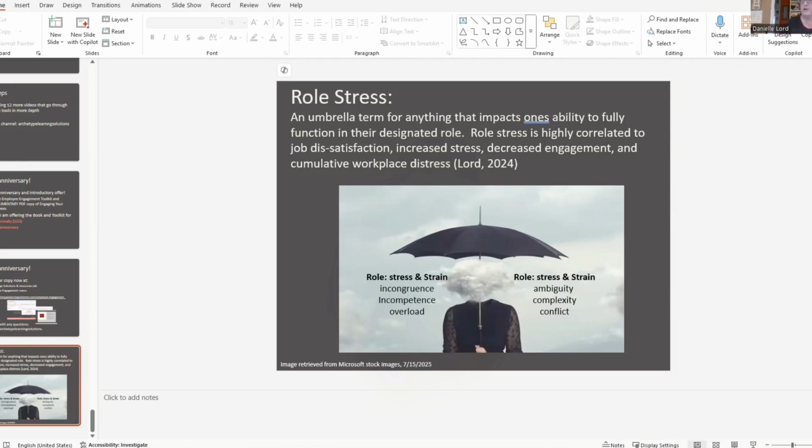So let's unpack a couple of these terms really quickly. Again, role stress or role strain is an umbrella term that covers role incongruence. Let me just read here: role incongruence is when obligations and personal values are incompatible. Those are things that might contribute to cumulative workplace distress, like moral injury or burnout. There's role incompetence, when a person does not have the necessary skills or knowledge to be working in a particular role. It could be that they have been promoted prematurely or misrepresented themselves. The Peter principle was put into motion with role incompetence.